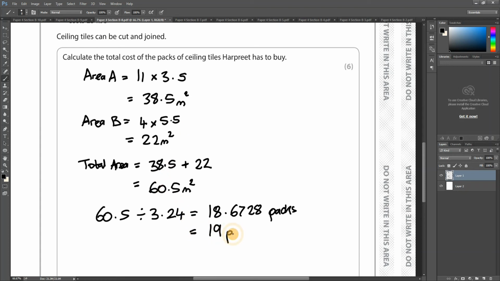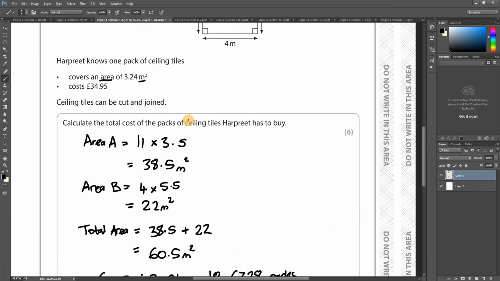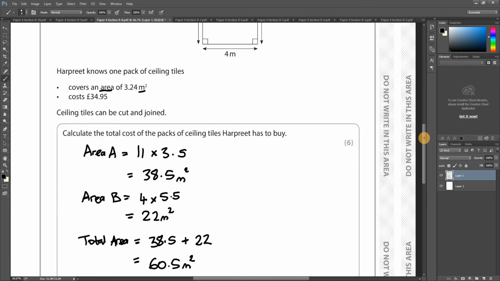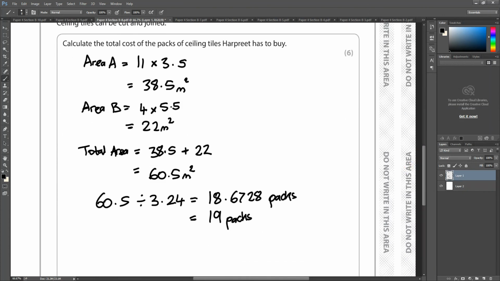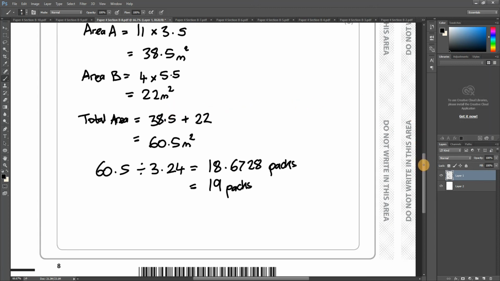19 packs. Don't forget, they did mention in the question that ceiling tiles can be cut and joined. So you can cut these up and just fill in the gaps and everything. So you don't have to worry about any gaps. In this case, you can just work out the total area, divide by how much one pack covers, and that will tell you how many packs you need. So in this case, you'll need 19 packs.